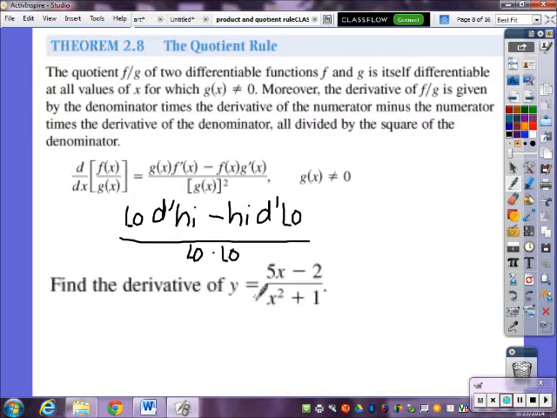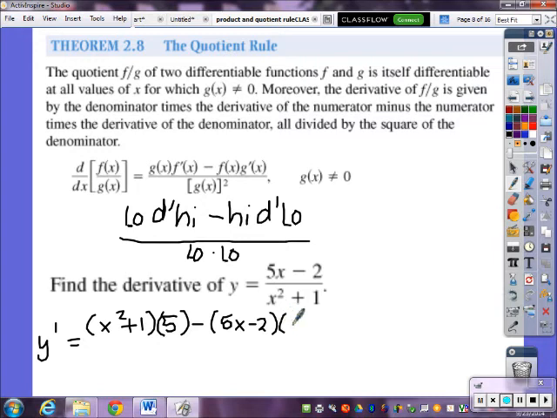Okay, so let's apply this rule. Find the derivative of y equals 5x minus 2 all over x squared plus 1. And so using the rule, low would be the denominator, so x squared plus 1, d high, the derivative of the numerator, which is 5, minus high, the numerator, times the derivative of the denominator, d low, so that'd be 2x, all over low. So that would be x squared plus 1 squared.